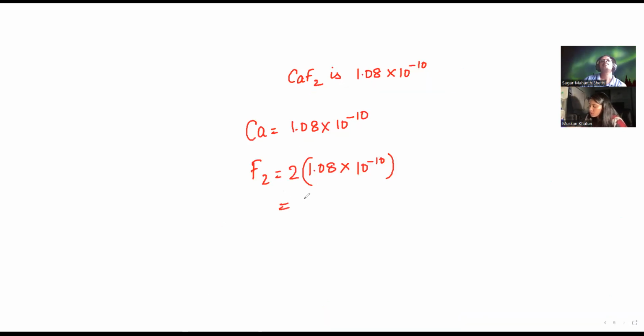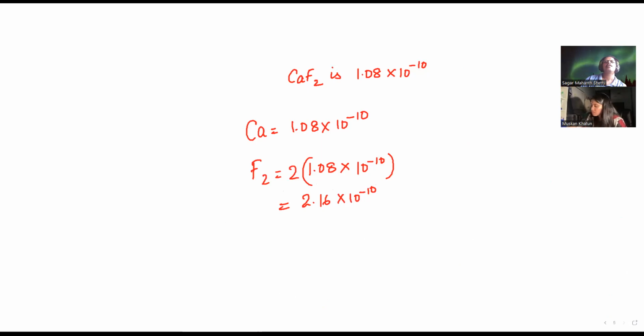Which gives me equals 2.16 times 10 to the power of -10. And then is that it? Exactly. And then is that just moles?